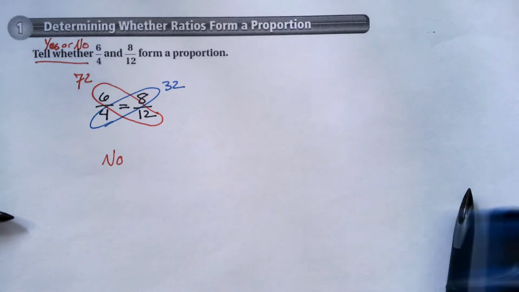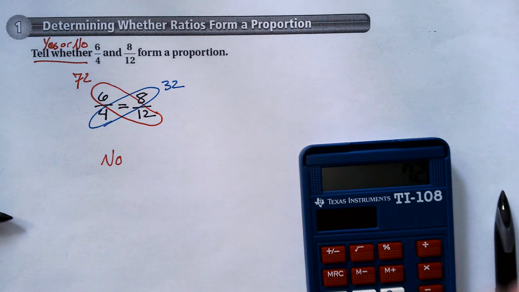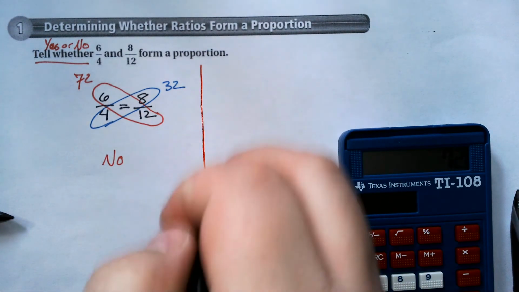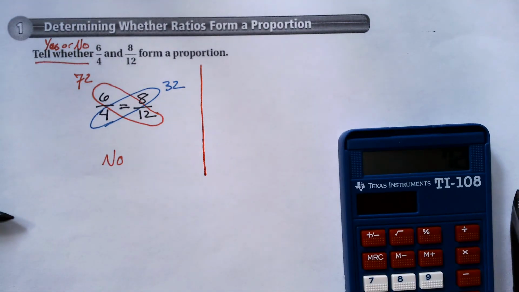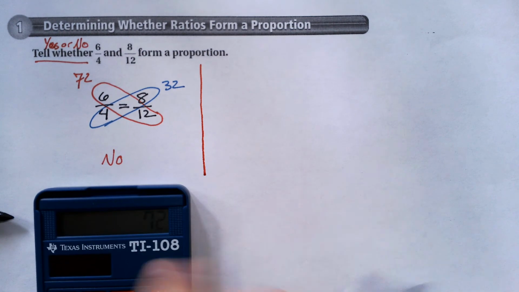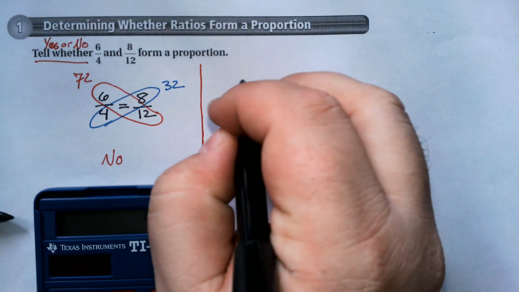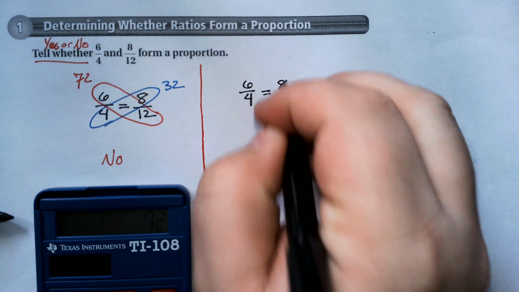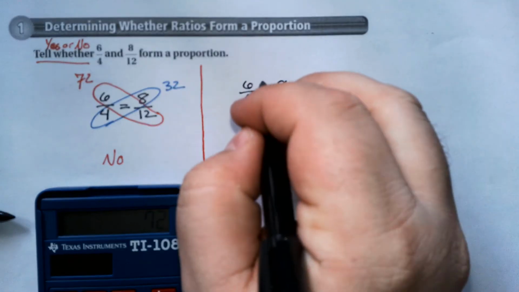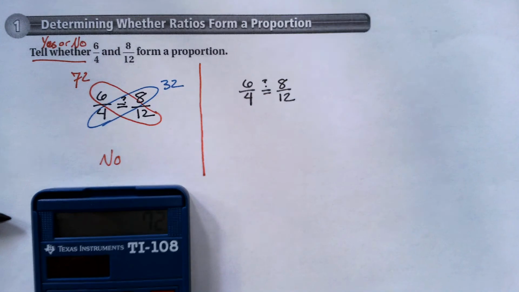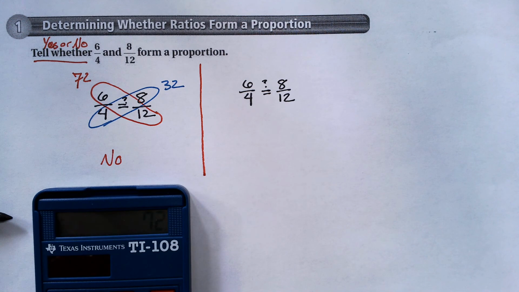Now, another way we could do this, and I'm going to move the calculator over, so we have a little bit more room to write. So this is a second way we could look at this. We could take the same fraction. As a matter of fact, let me move it over here. So 6/4 equals 8/12. That's what we're asking. Really, I should be putting question marks above this equal sign, because I'm not saying that they do equal each other, or they are equivalent. What I'm asking is, are they?